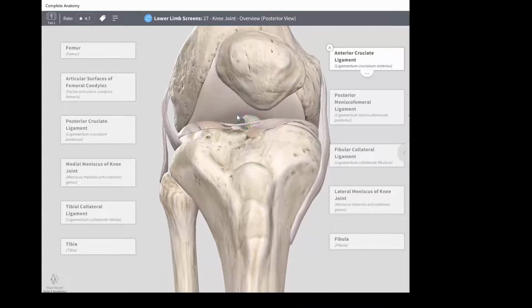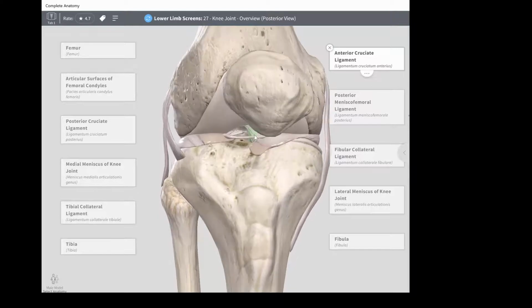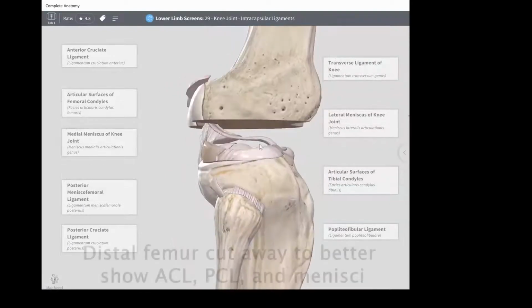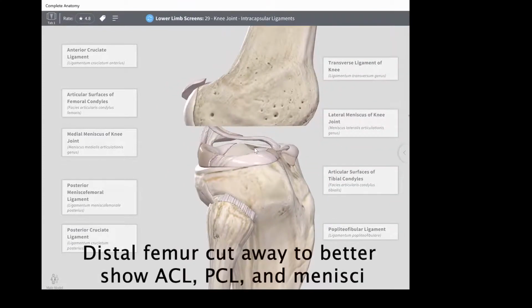And I'm going to rotate up here, and here's that ACL. So it inserts anteriorly on the tibia, then goes up into the intercondylar notch and sits posterior in the femur. And the patella is kind of blocking our view here. Section here, as you can see, the distal femur has been sliced away. So now let's get a good look at the ACL.